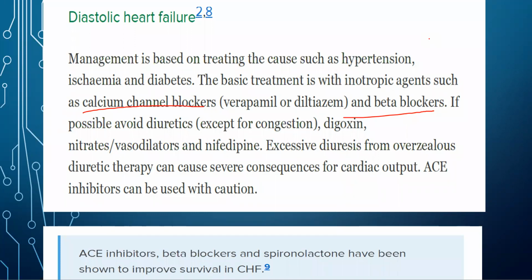Okay, so in case of diastolic heart failure, your first line management will be a calcium channel blocker and beta blocker.